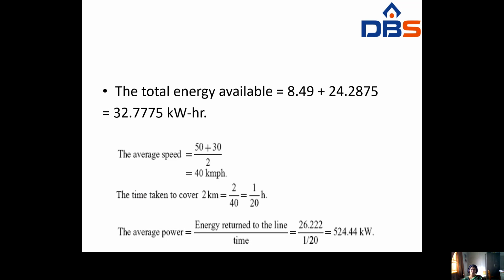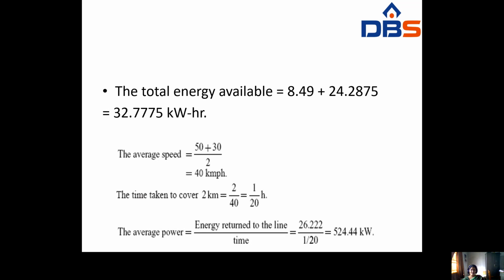So here the average speed is nothing but 50 plus 30 by 2. That means first the speed of the train will be 50. After that, the train speed will be reduced to 30 kilometers per hour. So that's why you can write that it is equal to 40 kilometer per hour. 50 plus 30 by 2, 80 by 2, so it will become 40 kilometer per hour. The time taken to cover 2 kilometers, you can write 2 by 40, that is equal to 1 by 20 hours.